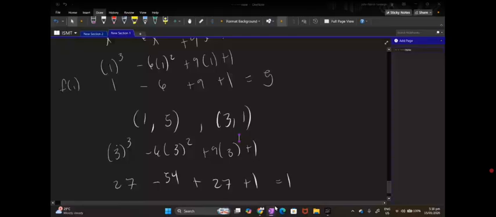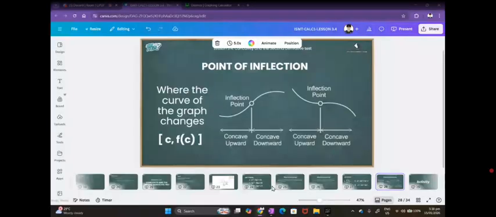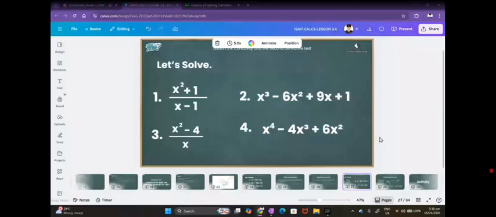Kaya nga nag-work yung mic mo, babe. Yan. Now, let's go to the next example. Last example. Hindi ka nagsasalita, babe. Naglalag ka. I mean, yung parang static lang. Static lang yung sound.